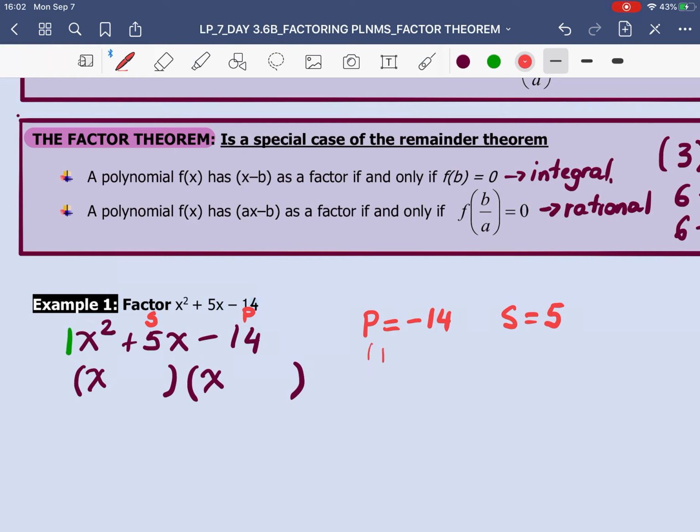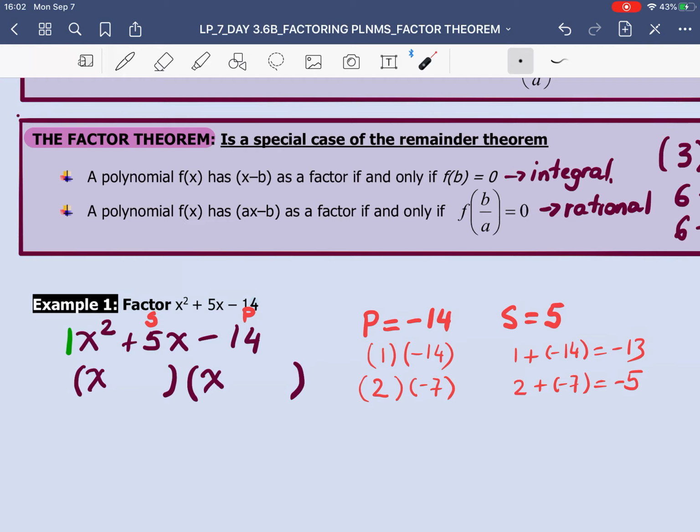So I always tell my students to start by listing the smallest factor possible. So I go 1 times negative 14 and I check and see what the sum would equal. So this won't work. And then you go 2 times negative 7. Check the sum. And that would equal negative 5. So what we have is positive 5. So it seems that we're getting closer.